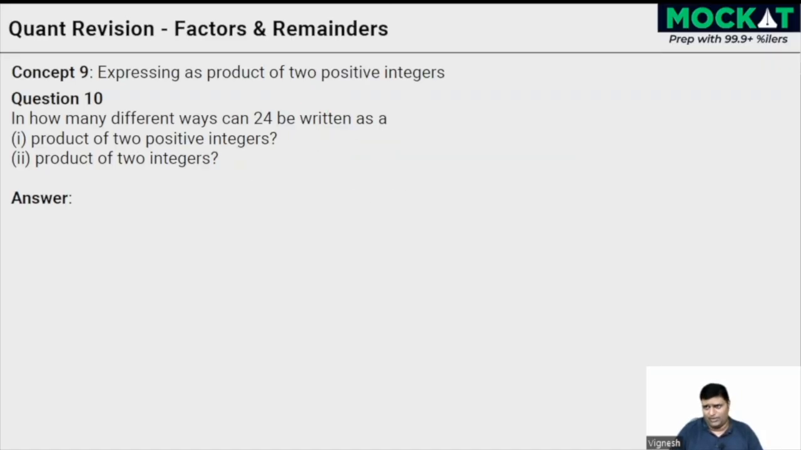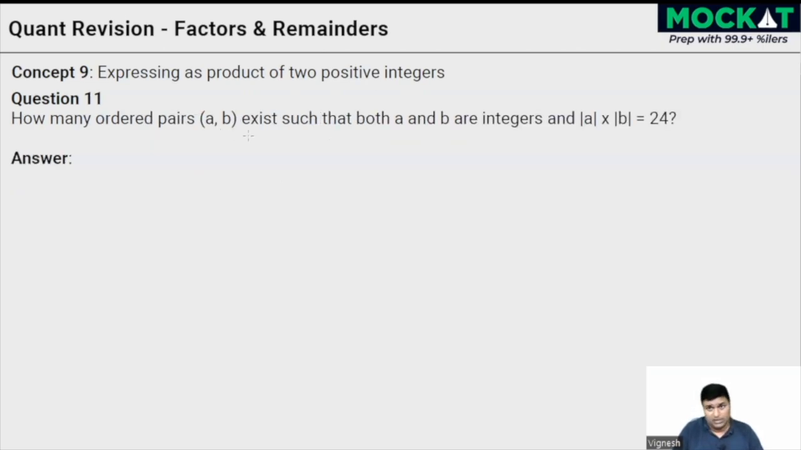Okay, we'll take up one more around the same idea, but what if I make the wording a little more complex? How many ordered pairs A comma B exist such that both A and B are integers, and modulus of A into modulus of B equals 24? That's it. It's the same concept, but the wording is taking it in a different direction. We need to understand the product of two numbers is 24. Should both be positive? No. Should both be negative? No. One can be positive, the other can be negative as well.